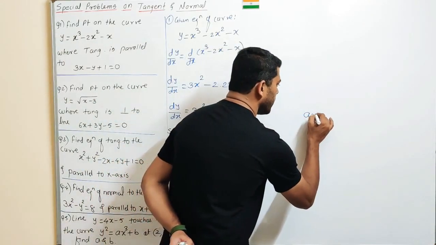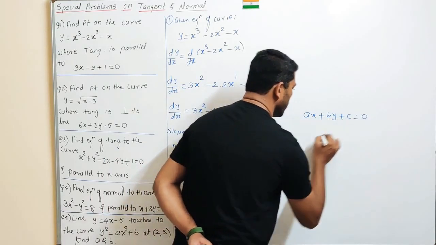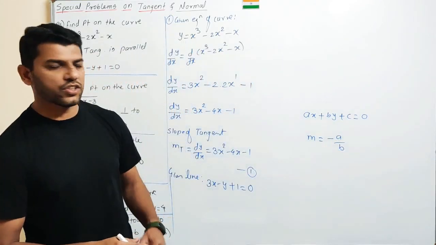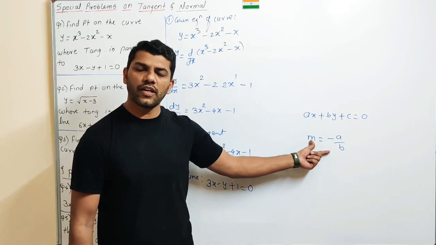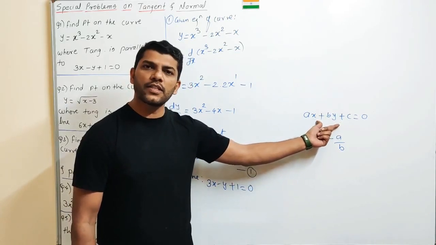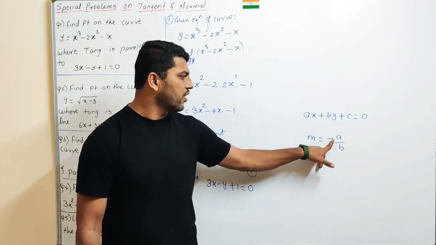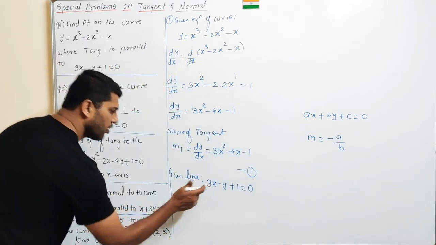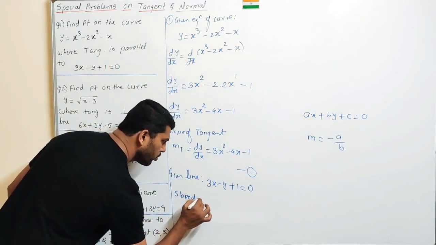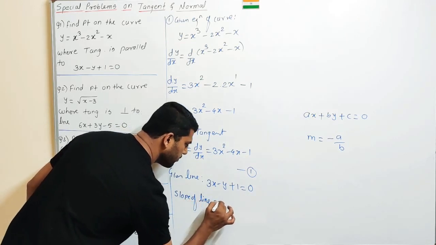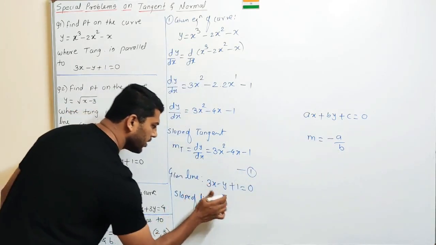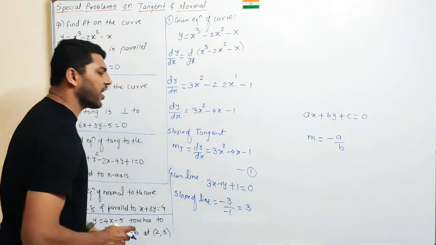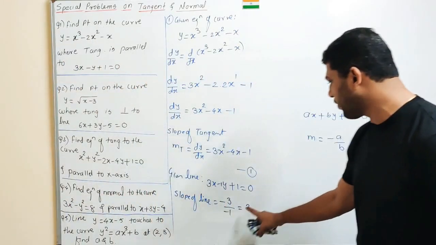For a general line ax plus by plus c equal to 0, the slope of such a line is minus x coefficient divided by y coefficient. This is the data that I am taking from the coordinate geometry chapter on lines. So for ax plus by plus c equal to 0, the slope of the general line is always minus a divided by b, that is minus x coefficient divided by y coefficient. So the slope of this line is minus 3 divided by minus 1, which is finally 3. Here we got the slope of this line.